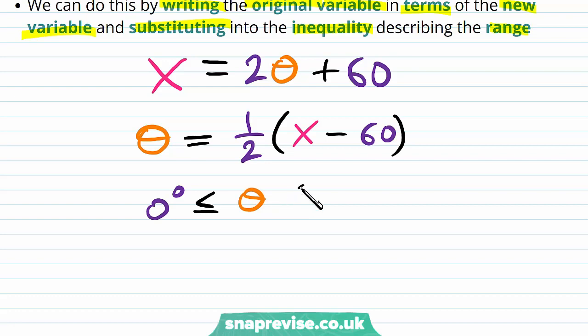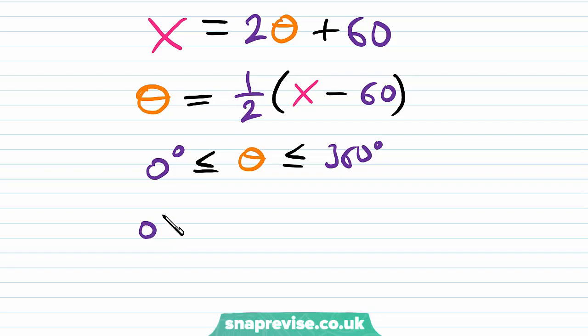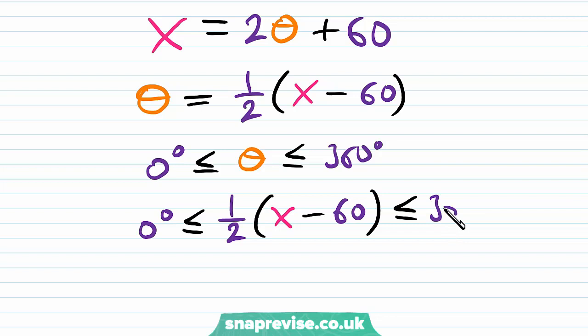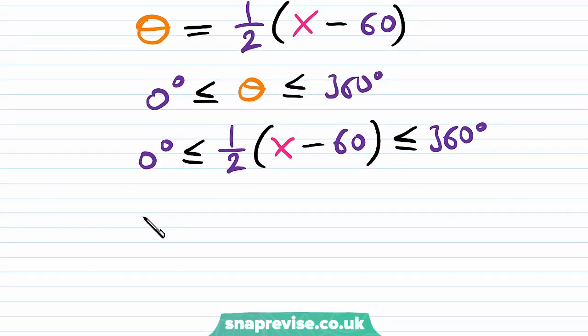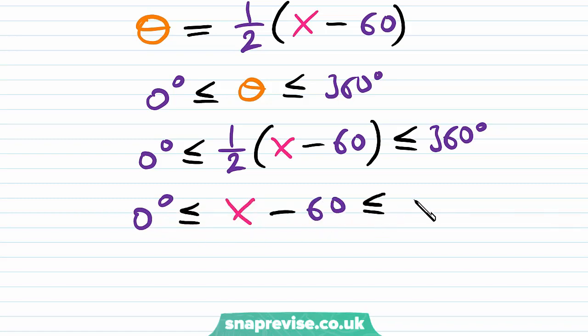The range we've been given is 0 degrees is less than or equal to theta, which is less than or equal to 360 degrees. By substituting in, we get that 0 degrees is less than or equal to the 1/2 lots of x minus 60, which is less than or equal to 360 degrees. And then we're looking to solve this for the inequality for x on its own. We start by doubling and we get 0 degrees is less than or equal to x minus 60, which is less than or equal to, by doubling, 720 degrees.